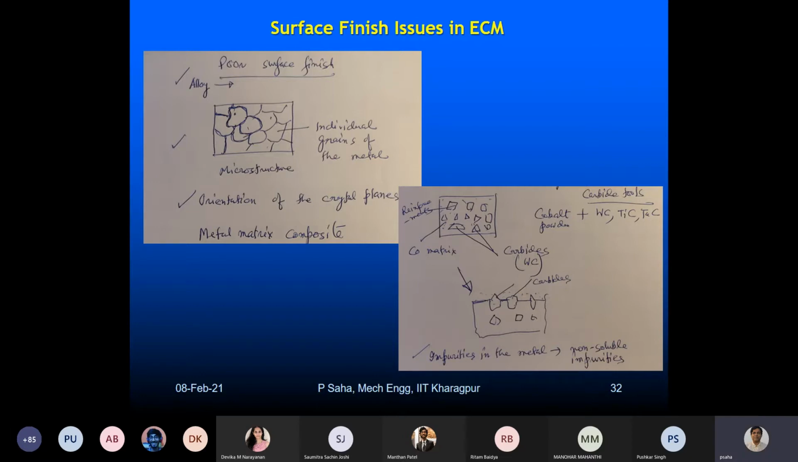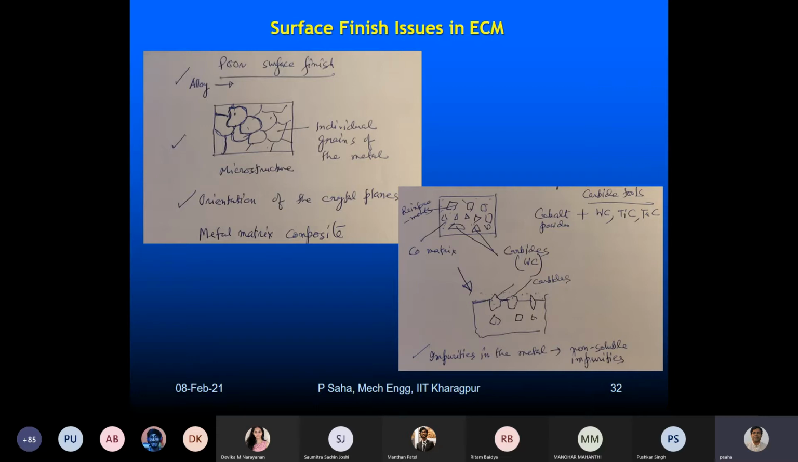Now, surface finish issues. In ECM, what will be the surface finish issues? See, ECM is typically an atomic level dissolution process, because material is dissolved electrochemically through the electrolyte by dissociation, at the anode. So ideally, since it is an atomic level dissolution, the finish should be at the atomic level, at least a nano kind of finish. But in practice, you don't get such a finish.